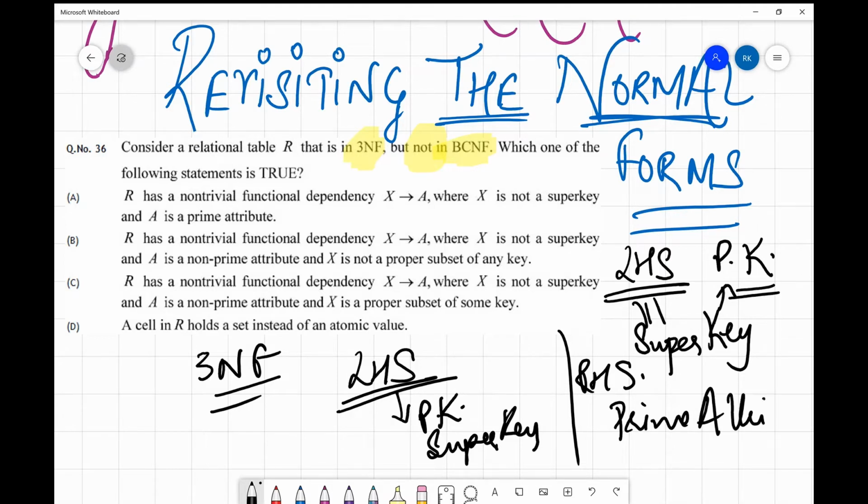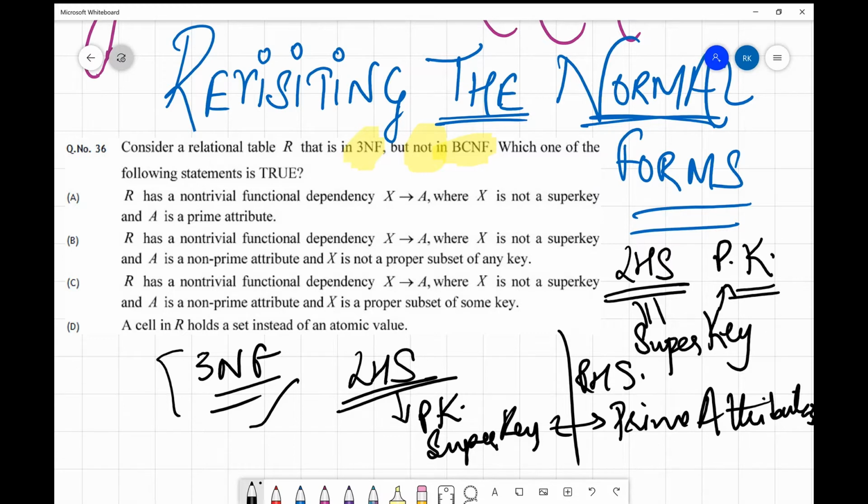Now it can happen that if both occur, we don't have a problem. Both occur, no problem. If one of them occurs, fine. If none of them occurs, then it is not in 3NF. That is the rule.